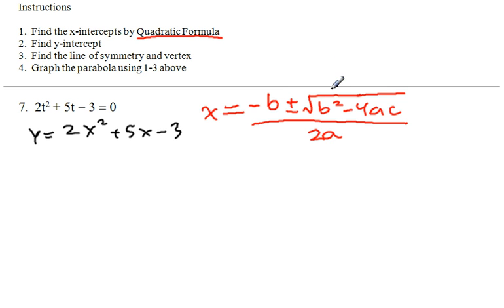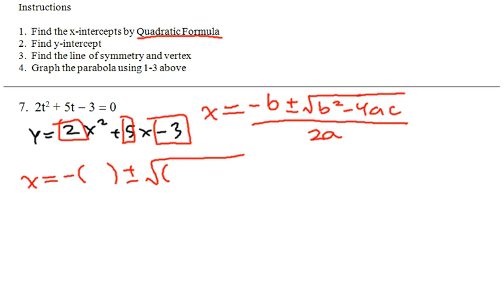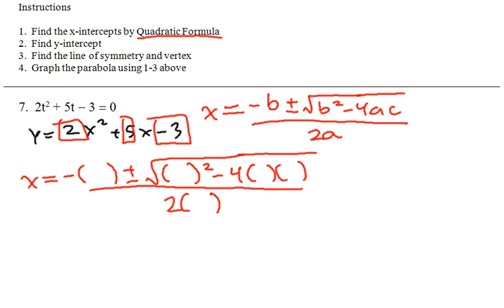We need to find what the a, b, and c values are for our problem, and they're the coefficients in front of the variables. So a is 2, b is 5, and c is negative 3. That includes the negative sign. So I'm going to go ahead and plug those into the quadratic formula. So we have x equals negative, just use parentheses, and let's put the b in later, plus or minus square root of the b value squared, but for now just put empty parentheses, minus 4 times the a value times the c value, and then all divided by 2 times the a value. But for now, we're just using parentheses.